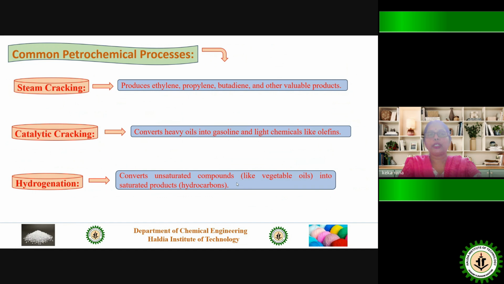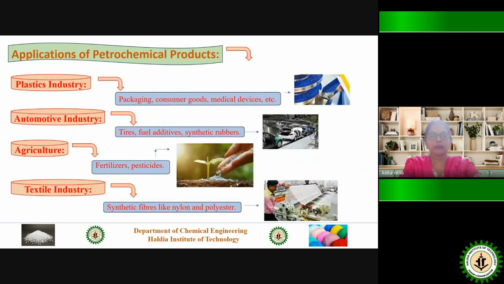Now, what are the common petrochemical processes? If you highlight here, steam cracking produces ethylene, propylene, butadiene, and other valuable products. Then you go for catalytic cracking. It converts heavy oils into gasoline and light chemicals like olefins. Hydrogenation converts unsaturated compounds, like vegetable oils, into saturated products, hydrocarbons.